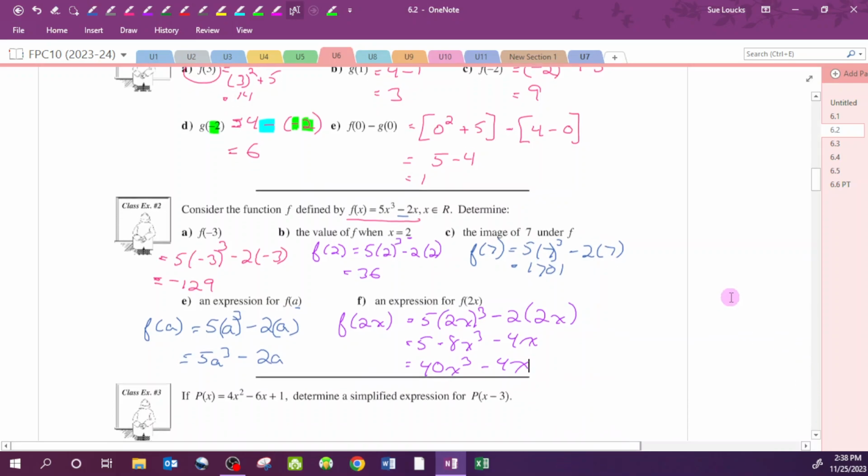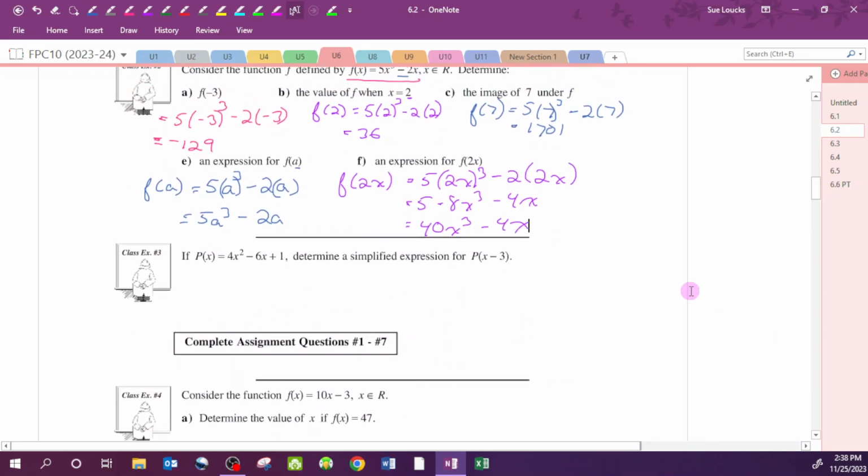Okay, one more. Determine a simplified expression for p of x minus 3. Same thing, I'm going to replace this x with x minus 3, and I'm going to do the same thing with all my x's. So p of x minus 3 equals 4 times x minus 3 squared minus 6 times x minus 3 plus 1.